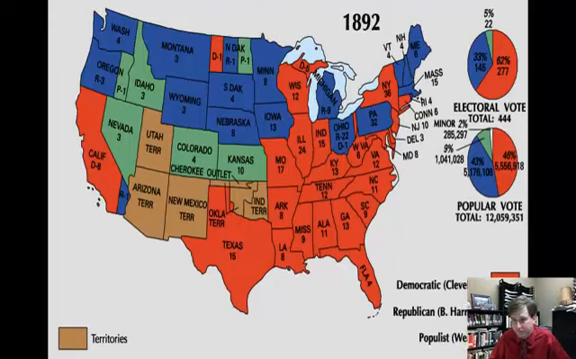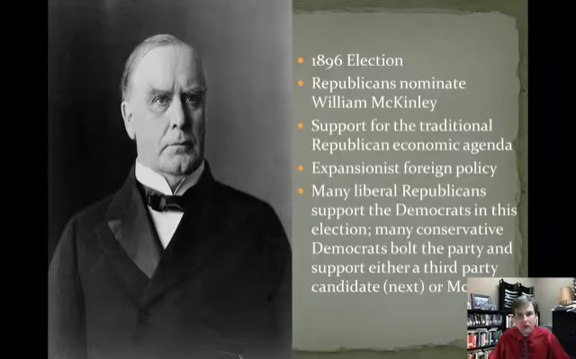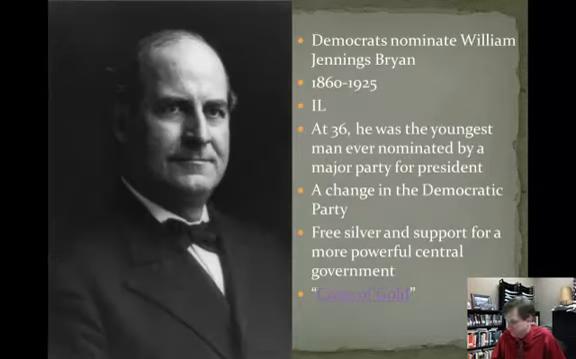And here's the 92 election. In 1896, the Republicans would nominate William McKinley. They would support the traditional Republican economic agenda, but they would also have an expansionistic foreign policy component. And it's really interesting. 96 is an interesting election. Many liberal Republicans would actually support the Democrats in this election, and many conservative Democrats would bolt the party and support either a third-party candidate, which we'll talk about in the next slide, or McKinley. So you kind of have a shifting of party alliances here. The Republican Party becomes more conservative, at least for this election cycle, and the Democratic Party more liberal.